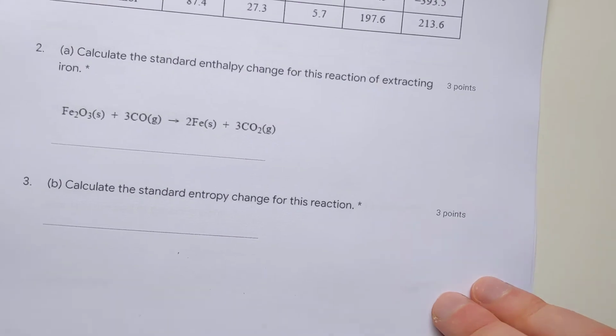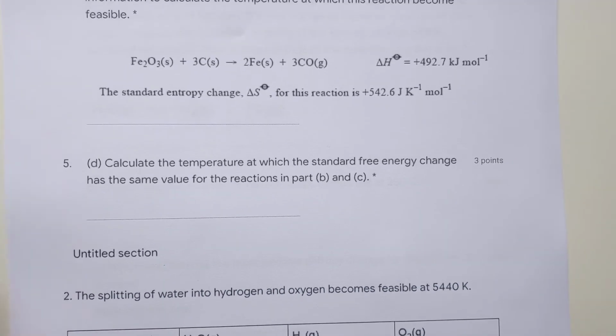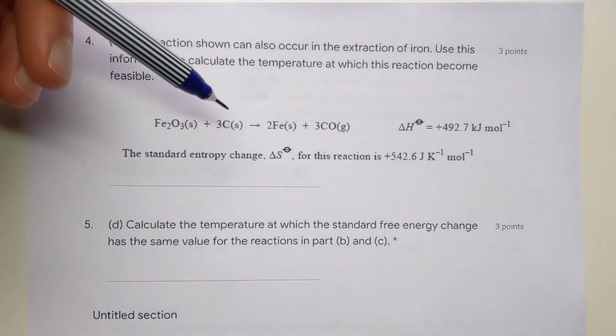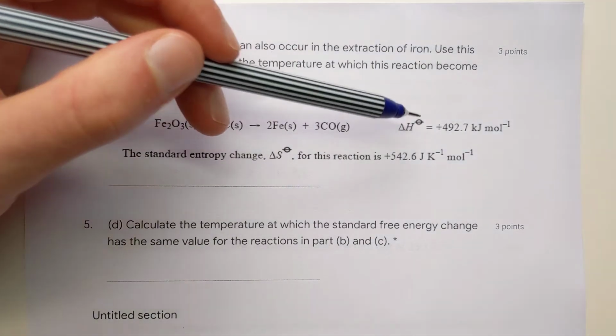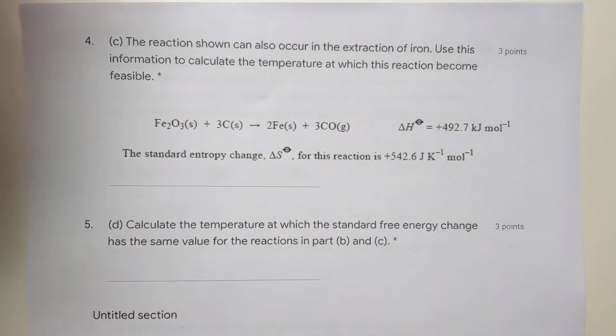So moving on to the next question. I'm asked to look at this next similar looking equation, between iron oxide and just carbon this time, to make iron with carbon monoxide. They've given me the delta H value, they give me the delta S value, so that's law of the hard work done. What they've asked me here is to work out the temperature at which this reaction becomes feasible.